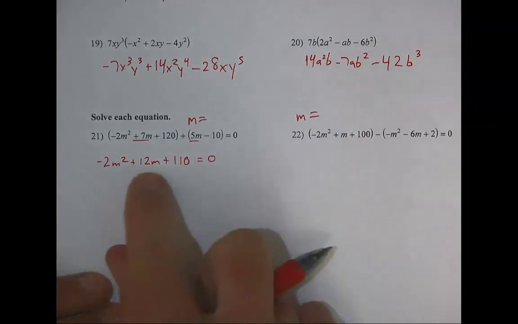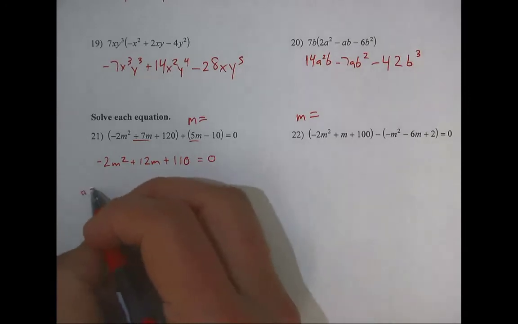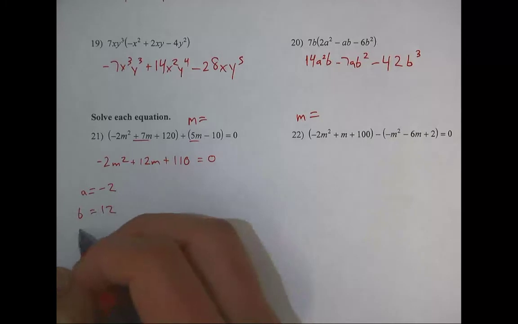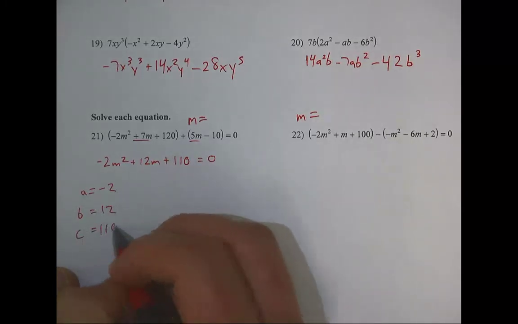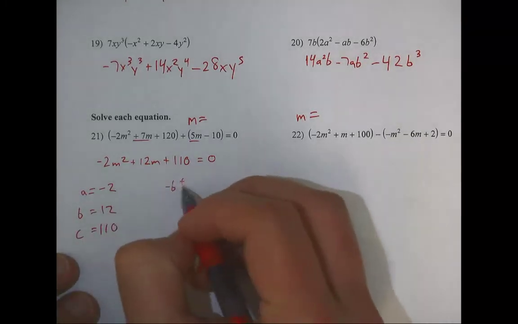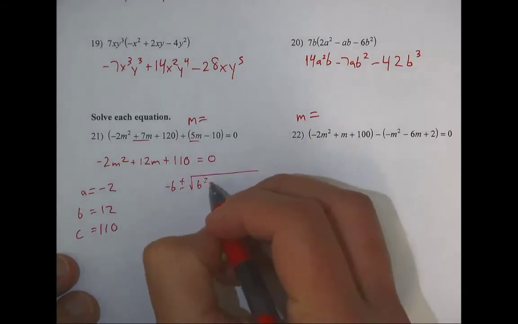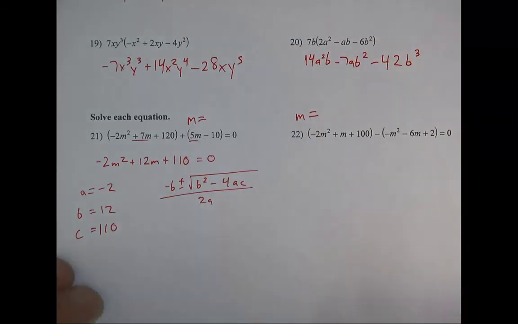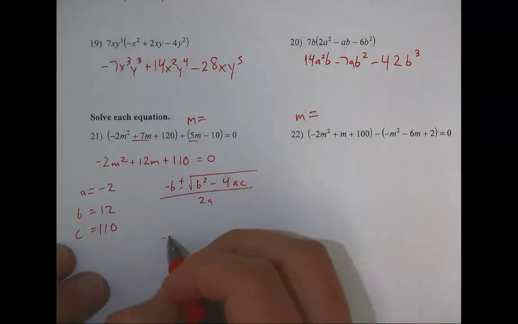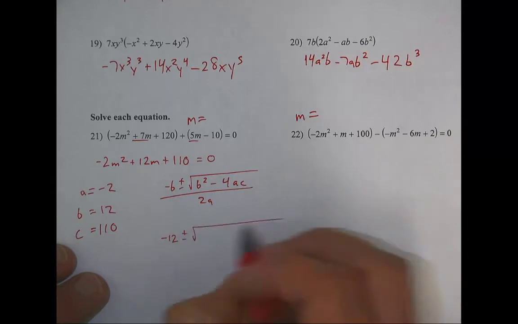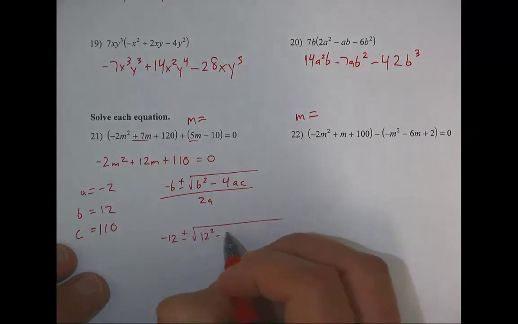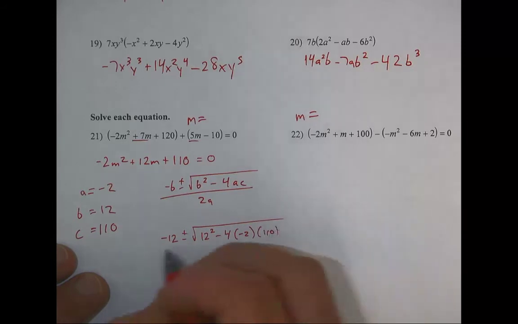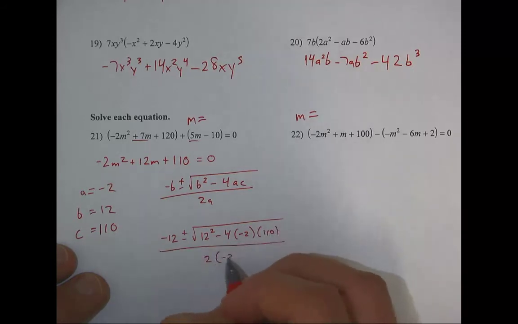So I do have an m squared and an m. It's quadratic. I'm going to use the quadratic formula. A is negative 2. B is 12. And C is 110. All right. Plugging into this. Negative b would be negative 12. Plus or minus the square root of 12 squared minus 4 times negative 2 times 110 all over 2 times negative 2.